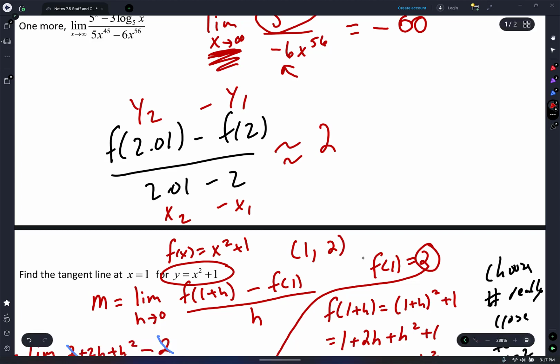I keep making mistakes. At what x value was I looking at? At 1, right? 1. Keep making mistakes. Sorry, guys. It's been a day.